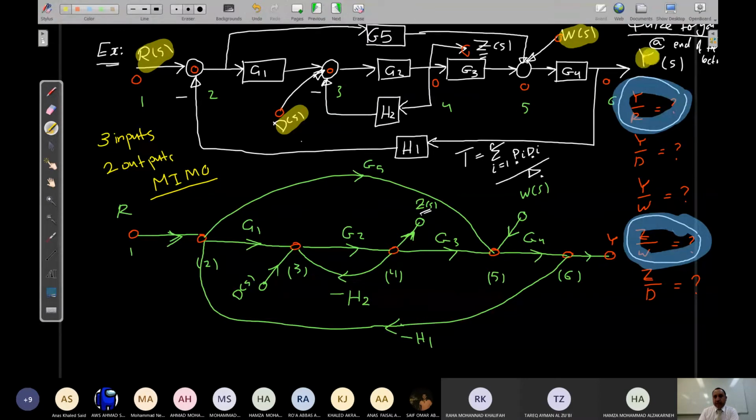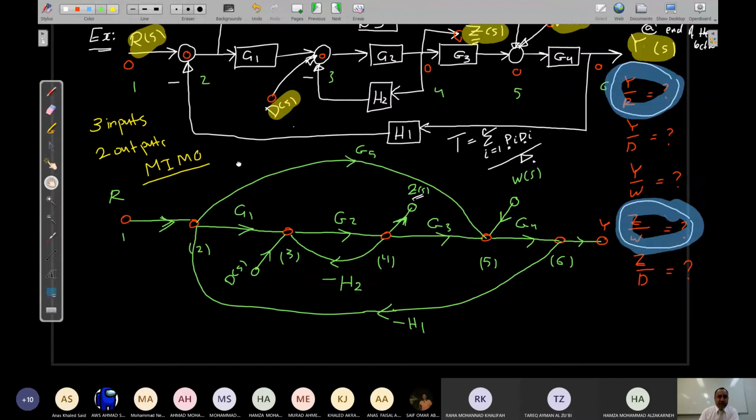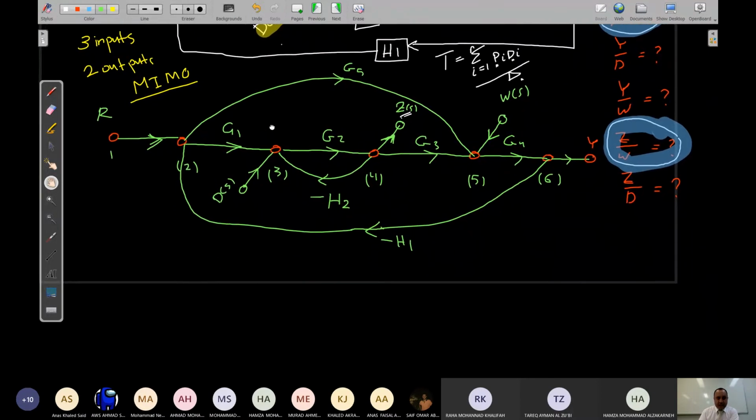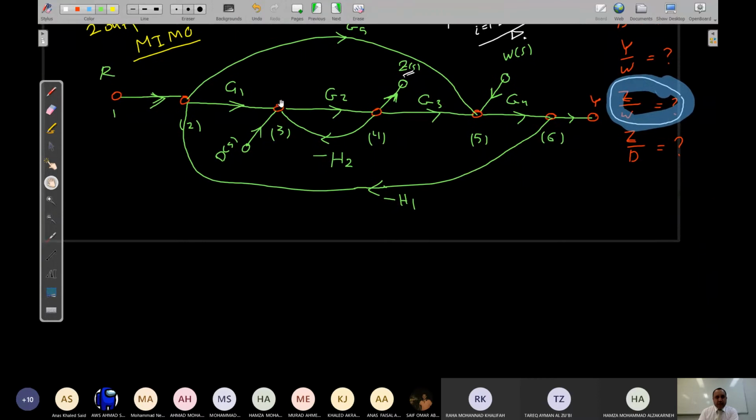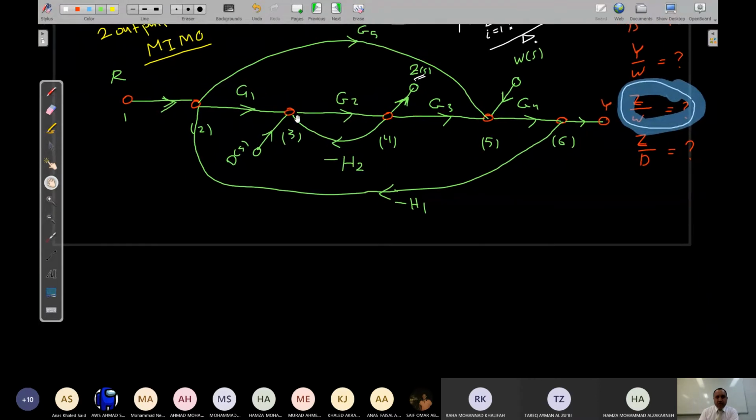Okay, so simply we have, let's say, two outputs. The first output is the Y, and the second output is the Z. And we stated that any signal picked off from the block diagram is an output. And last time we plotted the signal flow graph, and I gave you a quiz in order to find the transfer function. And I don't know why most of you could not do anything.